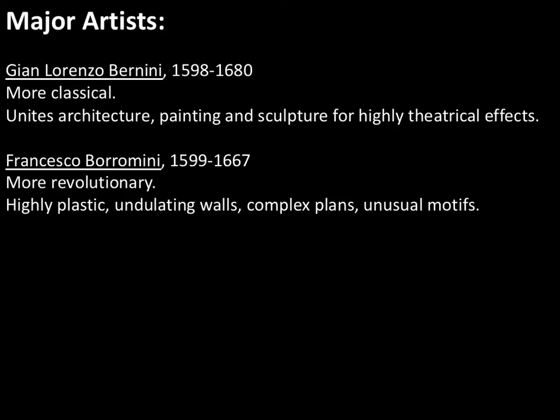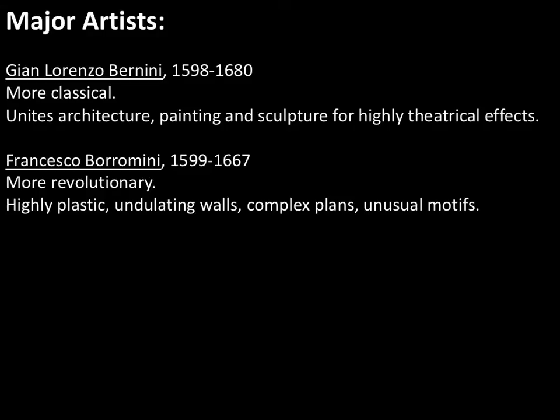The two rock stars in Italy for this period are Bernini and Borromini. And they were contemporaries, but they both had a slightly different point of view. Bernini's look is very classical, but he was an amazing sculptor. So he was uniting the idea of the architecture and the painting and the sculpture, whereas Borromini was actually starting to bend the style and become more revolutionary.